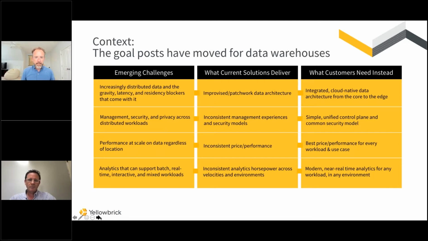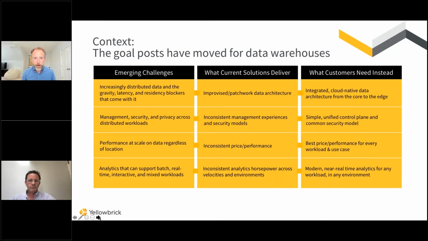Yeah, thanks, Justin. I think it is relevant and it is important to really understand how the goalposts have moved for data warehouses. There's a whole bunch of emerging challenges that we see out in the industry today. We're seeing increasingly distributed data, and factors like data gravity, data latency, and data sovereignty all coming into play around how we want to manage our data. And on top of that, we want to start to distribute workloads and place our analytics at the point of need. Doing this is becoming increasingly difficult in terms of managing and securing all these different analytics workloads.